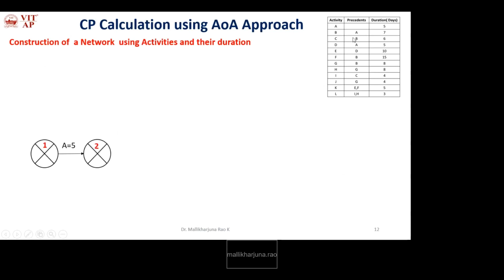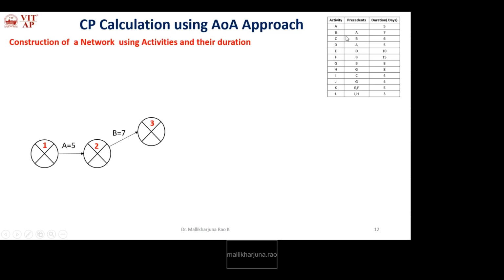Next activity is B. B starts after A, and we need to check whether B is the precedent for any other activity. Yes, B is the precedent activity for C. It is ending alone, so there is no issue, you can represent it directly. Activity B starts after A, so the start event for B is 2 and the end event is 3.